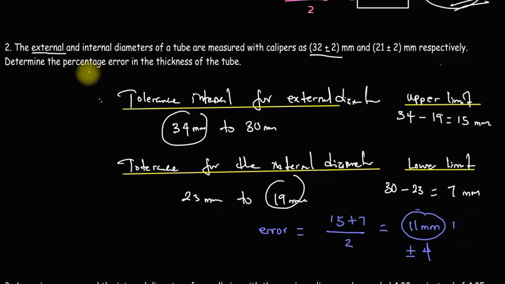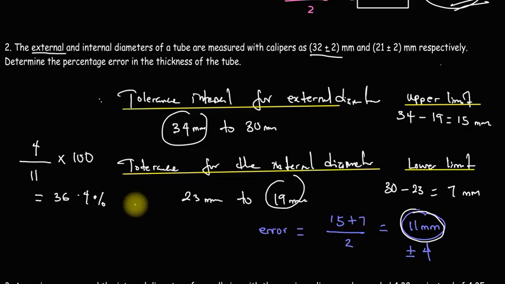And remember that we are asked to find the percentage error. So percentage error is going to be the absolute error, which I've gotten as 4, all over the actual value, which is 11 millimeters, times 100%. So if I punch that in my calculator, I'm going to get 36.4%, and that's our percentage error in the thickness of the tube.